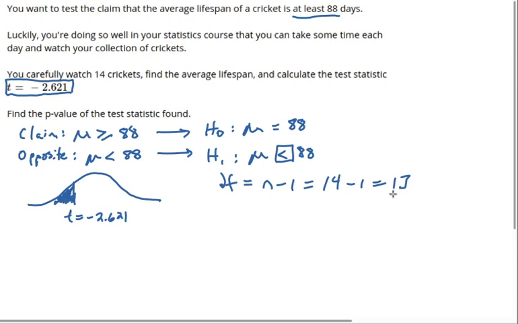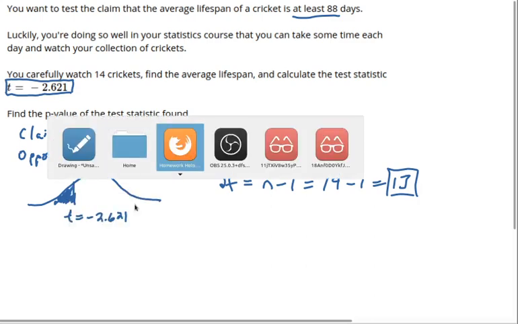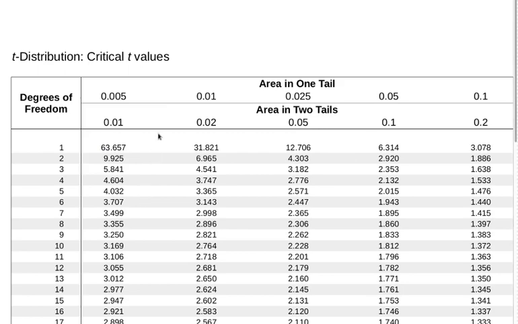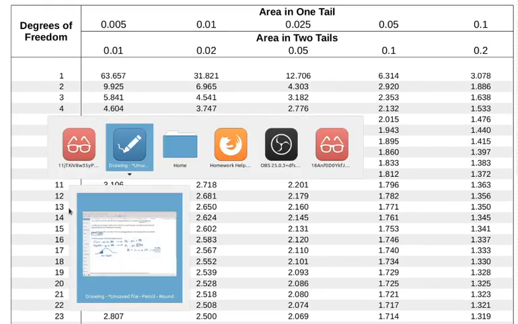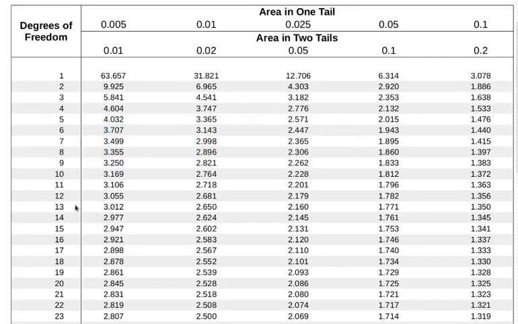So a couple things to keep in mind as we go to the distribution table. We've got a degrees of freedom of 13. I've got a t test statistic of negative 2.621, and it's a left tail, more specifically, it's a one tail test. So go to my t distribution, find the row 13, my degrees of freedom, and now I'm going to look for my test statistic, which was negative 2.621 in that row 13.